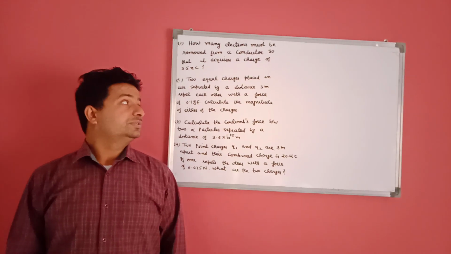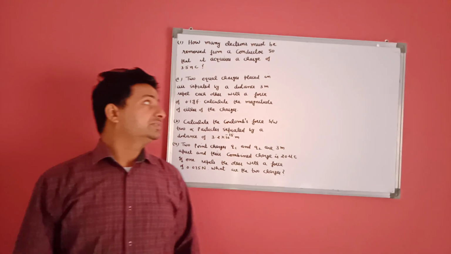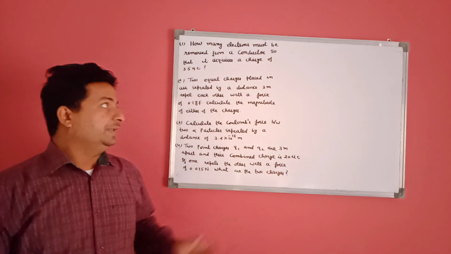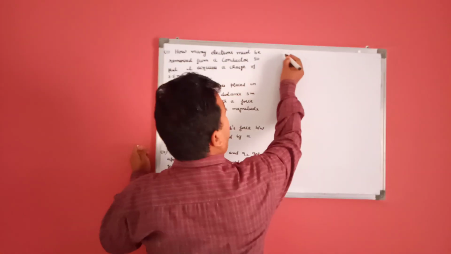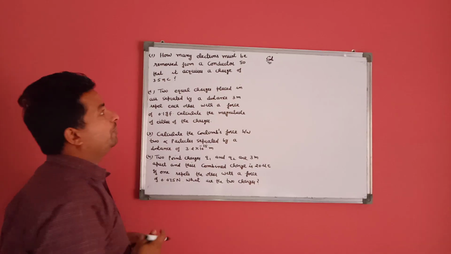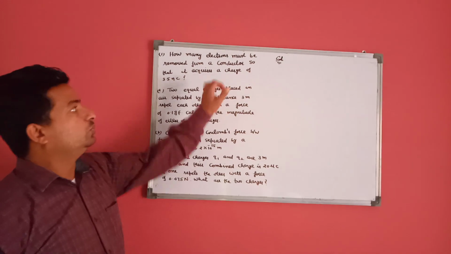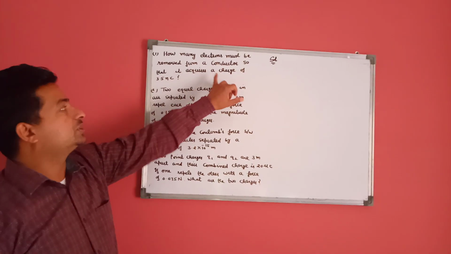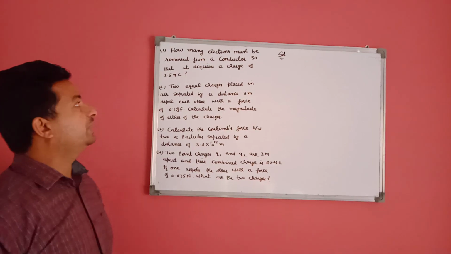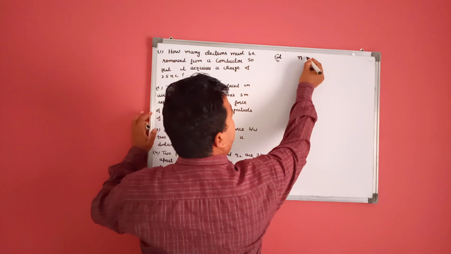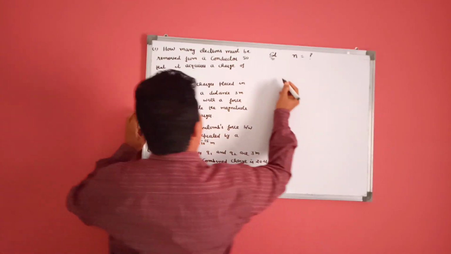Good morning, students. Today we will discuss some numerical problems regarding Coulomb's law. In this, the first numerical problem statement is: how many electrons must be removed from a conductor so that it acquires a charge of 3.5 nanocoulomb? How many electrons? This means we have to find n.